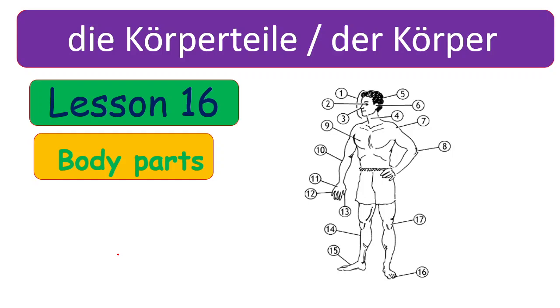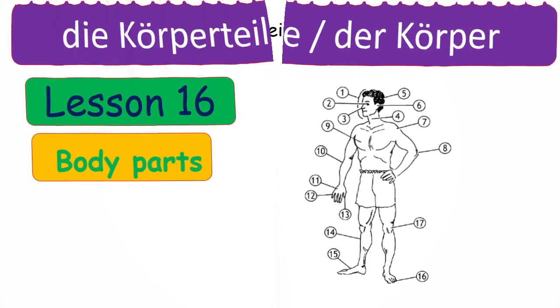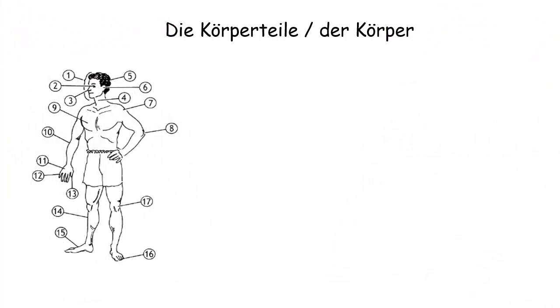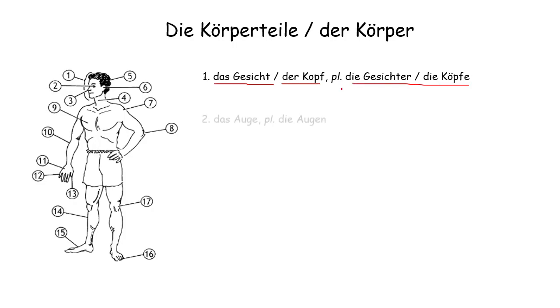In today's lesson, we learn about the Körperteile, the Körper, the body parts, and the body. Das Gesicht, the face, der Kopf, the head. And here we have given in plural form. Das Auge, the plural is die Augen, the eyes. Die Nase, the nose.